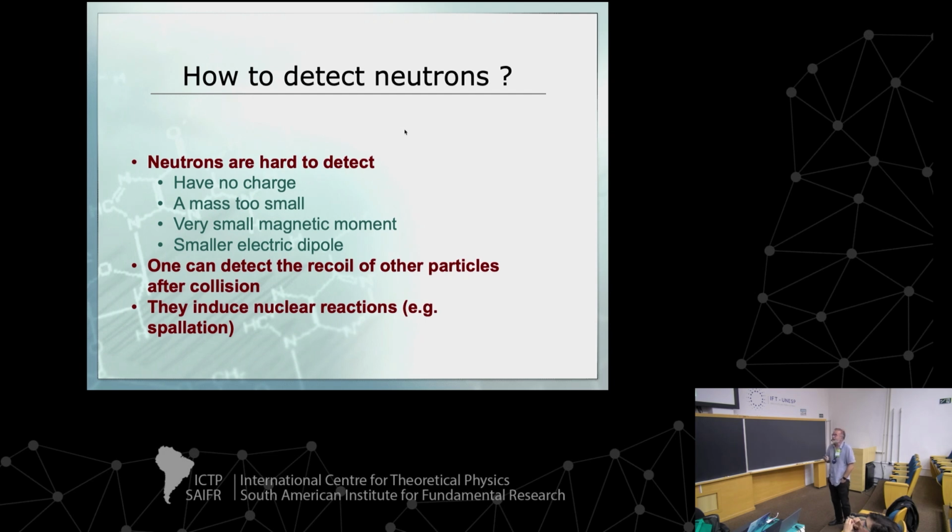How do we detect neutrons? Because I said detector. Well, they hardly interact with the material. So how do you do it? They have no charge, the mass is too small, they have a very small magnetic moment, and the electric moment is even smaller. Well, they can be detected by the recoil with other particles after a collision, and because they induce nuclear reactions, as they do in spallation.